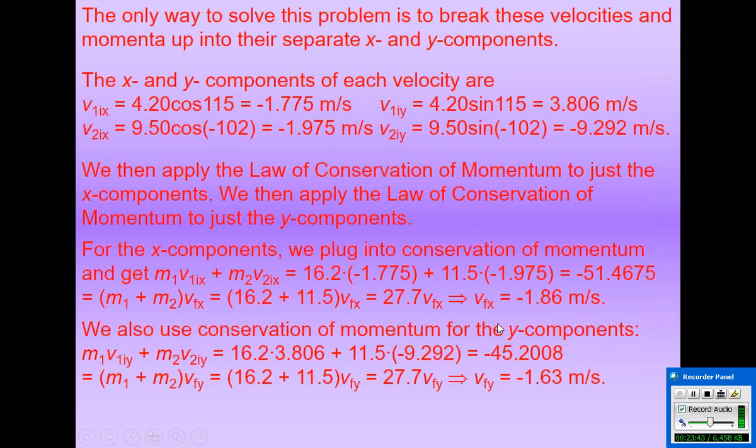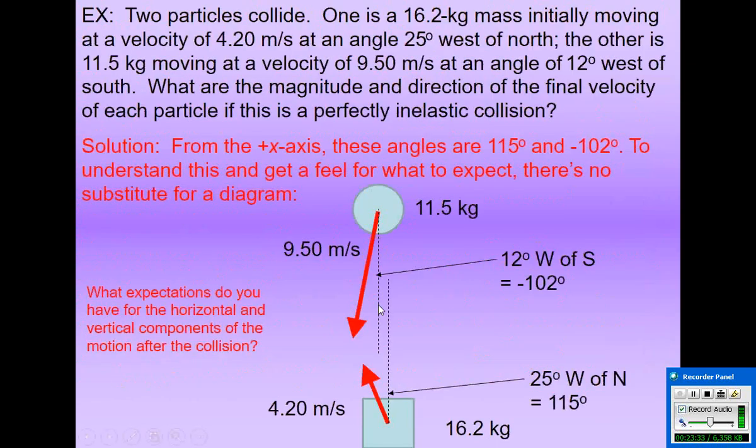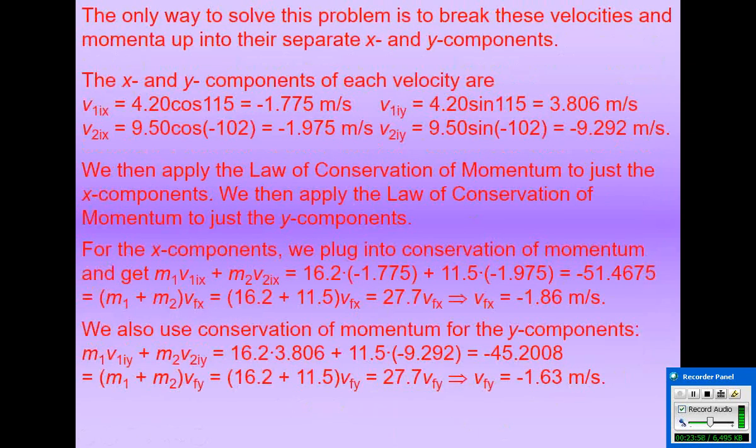We see the leftwards component for the horizontal motion, and we do see a non-zero downwards component, but the speed of 1.63 meters per second is notably smaller than the speeds of the original particles, one of them with a speed of 4.2 meters per second, and the other with a speed of 9.5 meters per second. So this is not an extremely unexpected result.